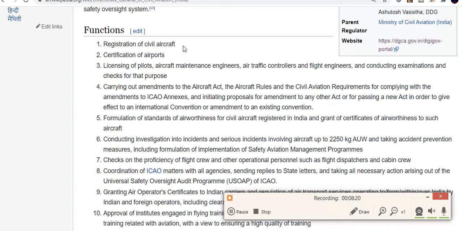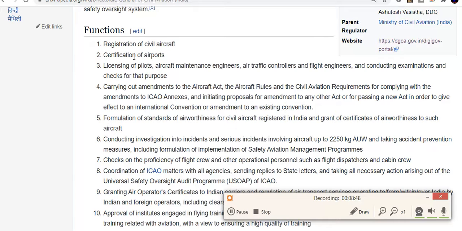First of all, registration of civil aircraft. Whenever there is an aircraft, the registration of the aircraft is done by this particular body. Apart from that, certification of airports. Okay, you can think of different stakeholders in the aviation sector. Airports are there, so certification of airports. Aircraft are there, so registration of aircraft.